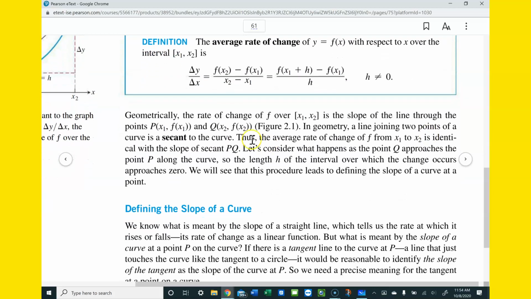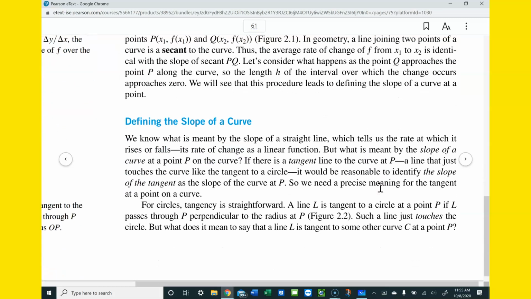All right. Geometrically, the rate of change of f is the slope of the line through those 2 points. In geometry, a line joining 2 points of a curve is a secant to the curve. Thus, the average rate of change of f from x1 to x2 is identical with the slope of the secant. Let's consider what happens as the point Q approaches the point P along the curve so that the length h of the interval over which the change occurs approaches 0. We will see that this procedure leads to defining the slope of a curve at a point.